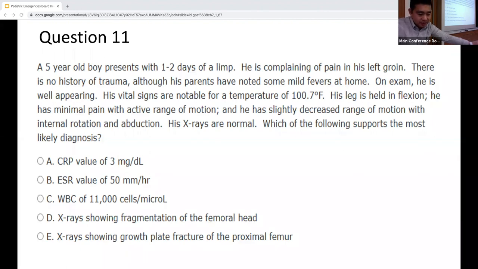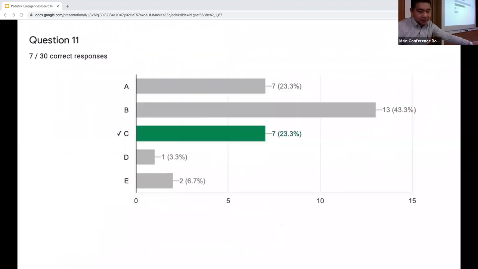So the diagnosis is transient synovitis, which we'll go over in a second, but the answer is white blood cells of 11,000. And actually a minority of residents got this correct. I think it's because the answer is kind of confusing. You have to think about it backwards, which I hope will be clear after we go over the answers.